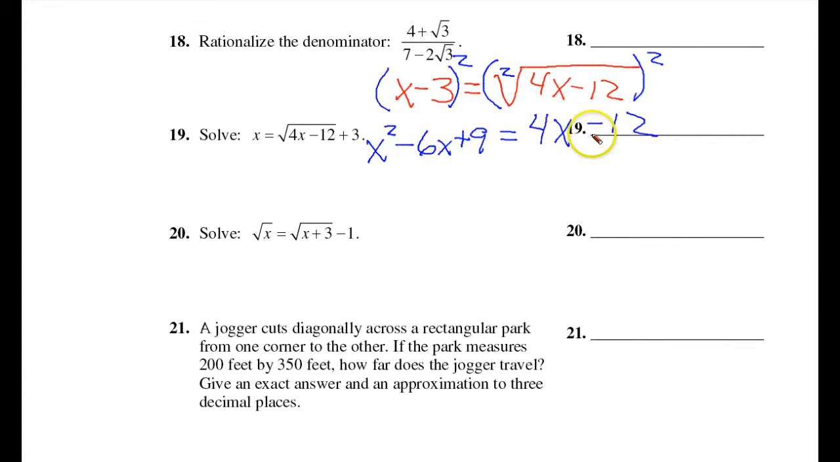Now we have a quadratic equation. We need to get all of our terms over to one side. This becomes a negative 10x, and this becomes a positive 21. Now we factor this.